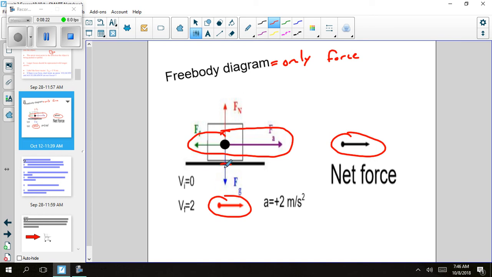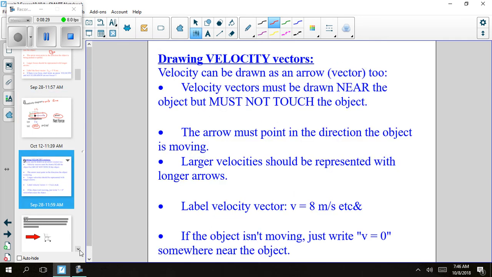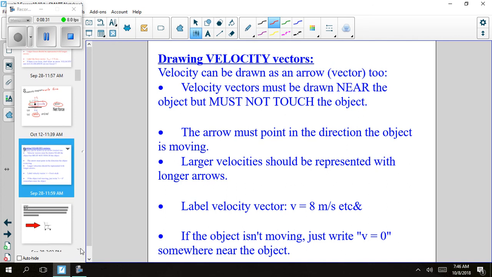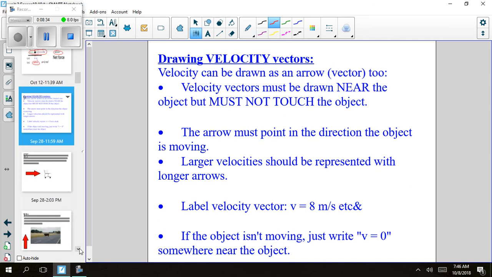So if you want to include it, that's great. I'm not going to mark you down, but I'm also telling you, don't do more work than you need to. Velocity vectors, we already went over those. Just make sure you don't include it on a free body diagram.